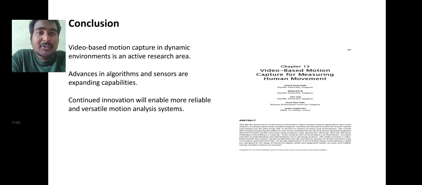Conclusion. Video based motion capture in dynamic environments is an active research area. Advanced algorithms and sensors are expanding capabilities. Continued innovation will enable more reliable and versatile motion analysis systems.